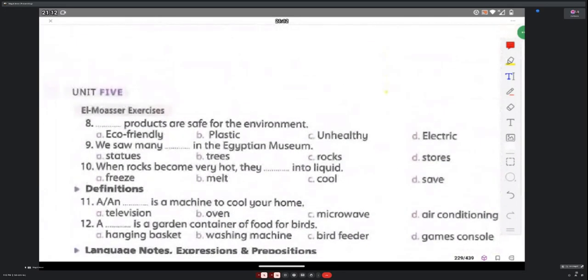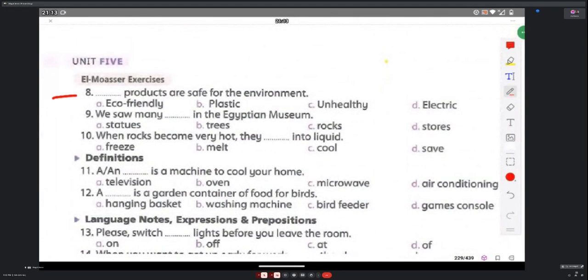Number 5: Dash products are safe for the environment.